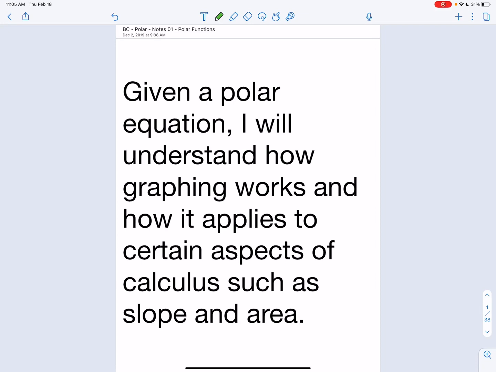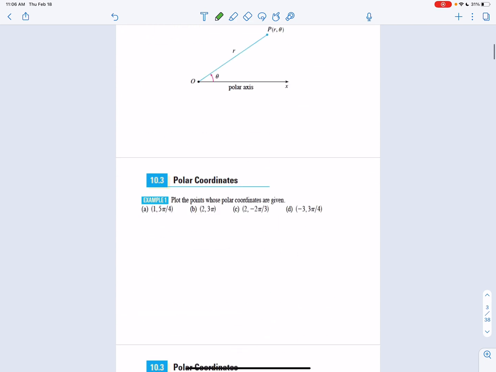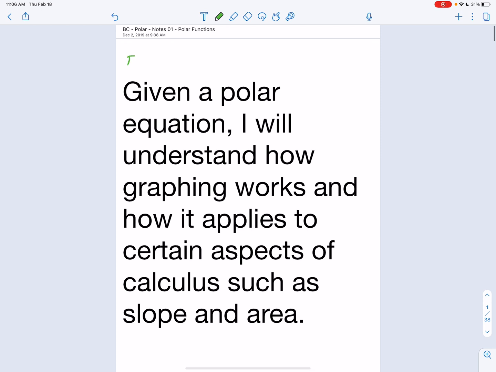Hey guys, this is notes number 1 for polar functions, okay? Go ahead and write down this FLT here. And we'll go ahead and get started. You will need your graphing calculator just to show you how that would work when we're dealing with polar.